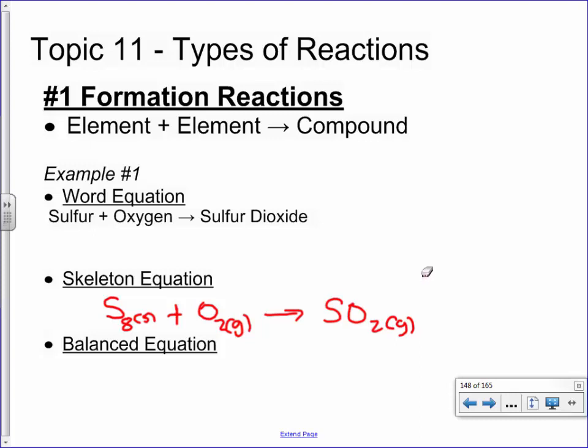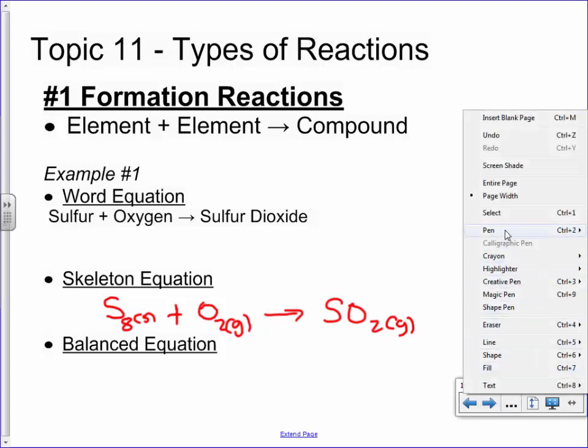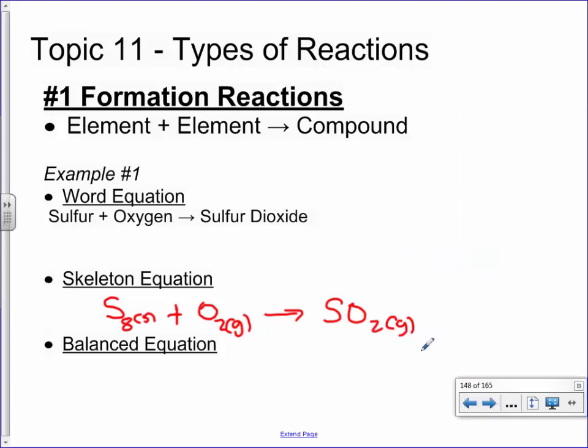However, there's a problem with our skeleton equation. Yeah, it's not balanced. We've kind of missed the balancing part. So I don't know that I'm going to rewrite it underneath. I'm just going to try to hit the balancing part up here. Here's 8 sulfur on this side. There's 1 over here. How do I fix that?